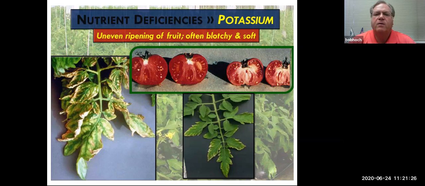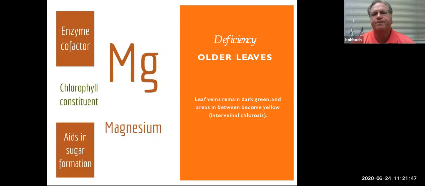In the case of those of you that are tomato growers, you might also see some internal problems like blotchy ripening, soft fruit that are sometimes associated with low potassium as well. So you can get some symptoms on the leaves, but in the case of tomatoes, it can also create problems in the fruit as well.